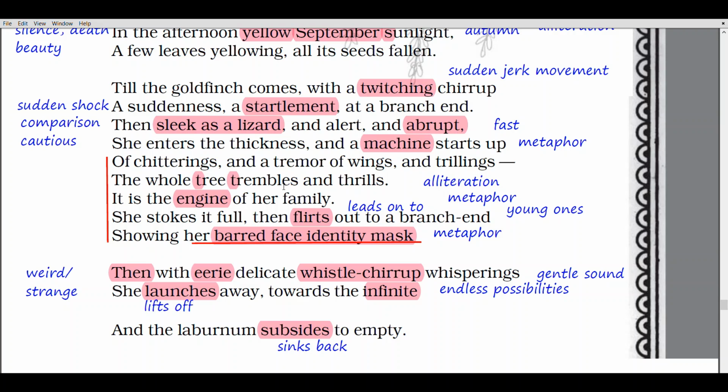Otherwise, if her face was also yellow, she would have been hidden in the yellow tree, in the yellowness of the tree. Since her face is different, since her face has this unique quality, she can be identified amongst all those yellow colors. So this is also used as a metaphor here. Barred face identity mask. This can be asked for questions. It's a usually asked question, so you may have to take a note of it.